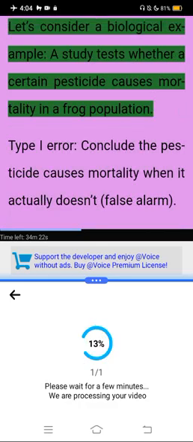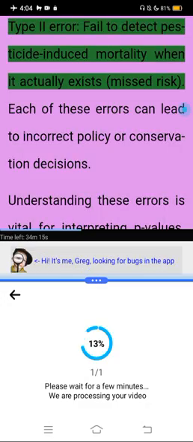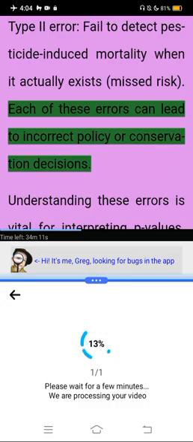Let's consider a biological example. A study tests whether a certain pesticide causes mortality in a frog population. Type 1 error: conclude the pesticide causes mortality when it actually doesn't. False alarm. Type 2 error: fail to detect pesticide-induced mortality when it actually exists. Missed risk. Each of these errors can lead to incorrect policy or conservation decisions.